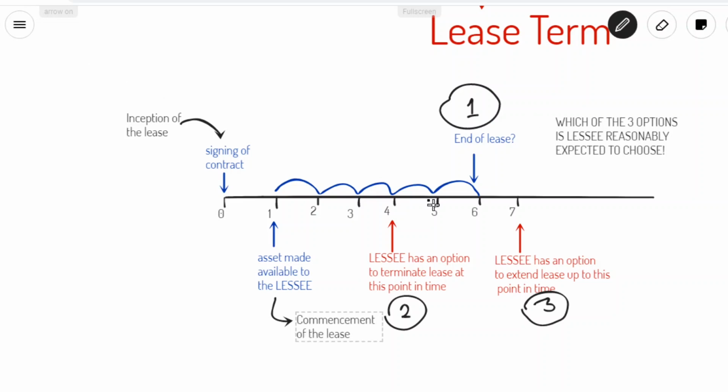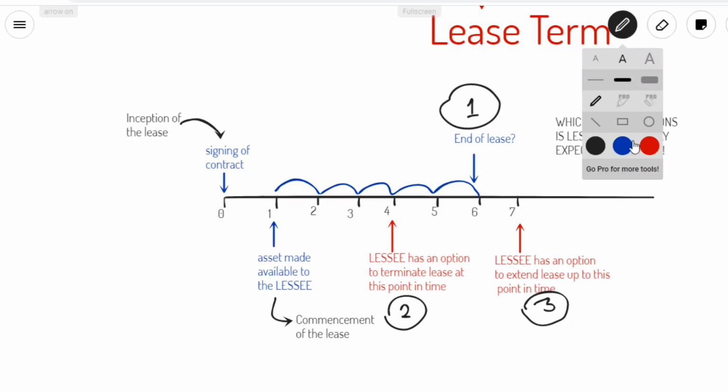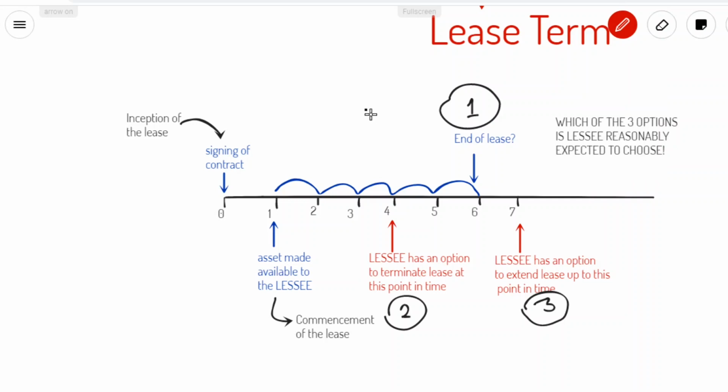So let's get into the core of the problem, what we are dealing with, what are the possible accounting treatments that we can opt for, and what the standard guides us into.